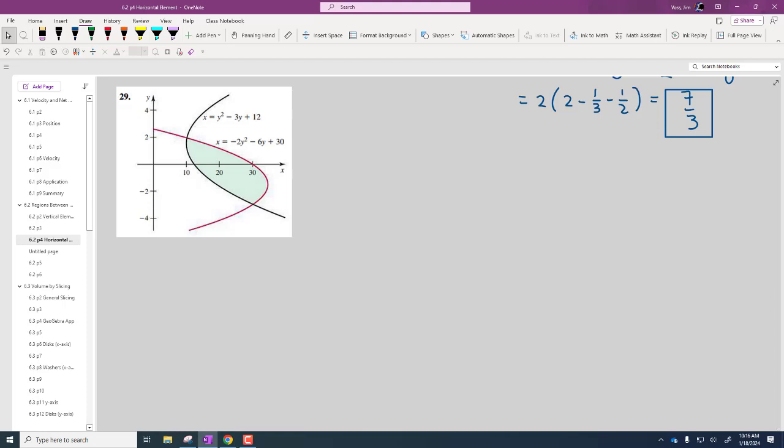Okay, here's another one. Why don't you all try this one? So we want to find the area of this region. It's going to be horizontally simple, so we use a horizontal rectangle or integration element. At least get it set up.